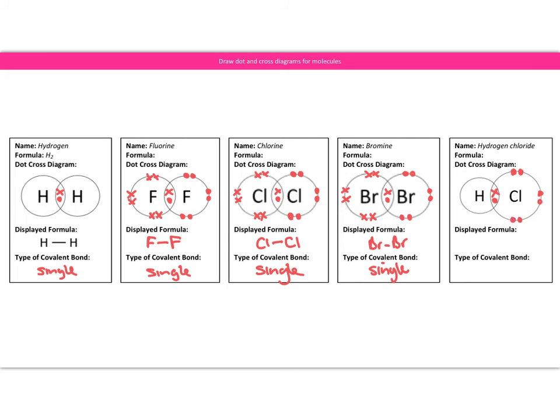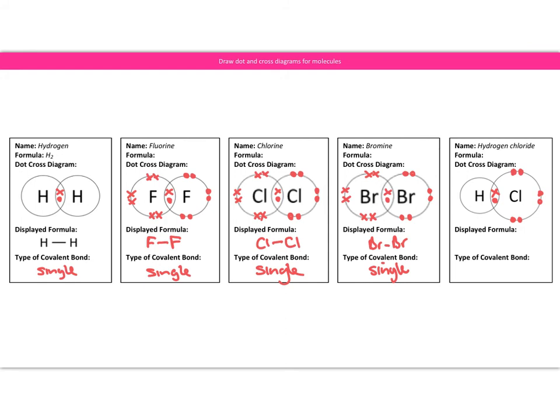Okay. So let's count our electrons on the outer shell. So hydrogen is in period 1, so it's only going to have the first shell. So to have a full outer shell, it must have 2 electrons. 1, 2. And chlorine should have 8 electrons. 1, 2, 3, 4, 5, 6, 7, 8. So both have a full outer shell.